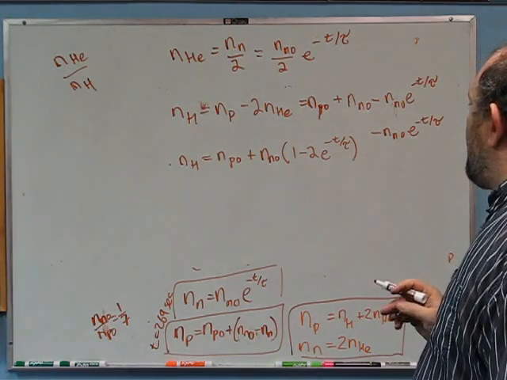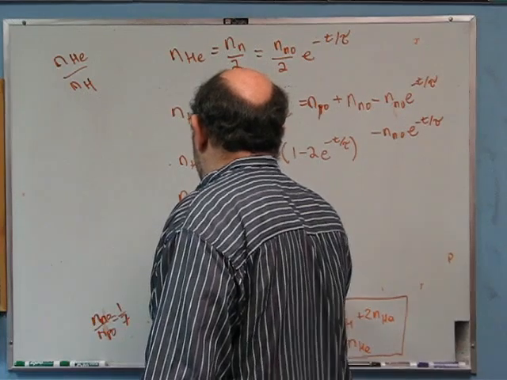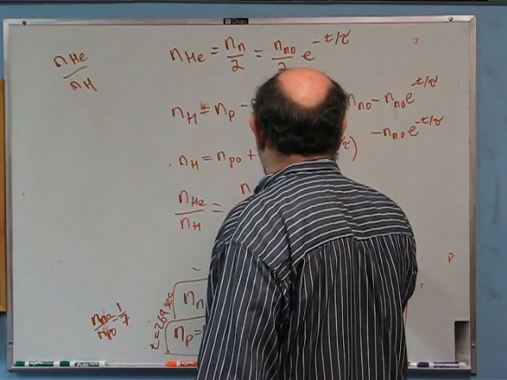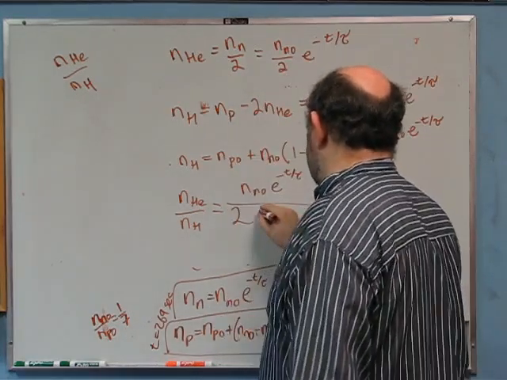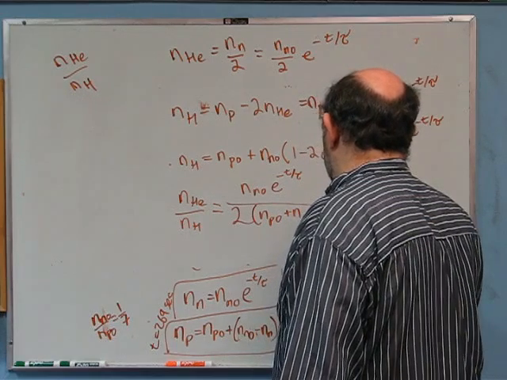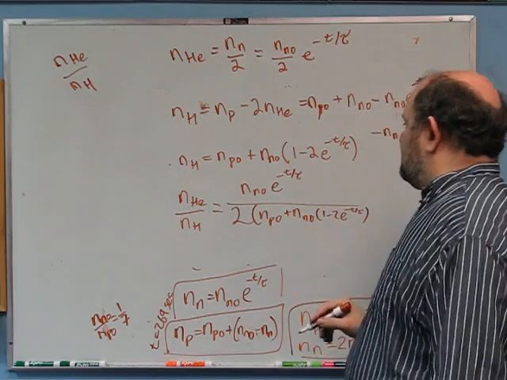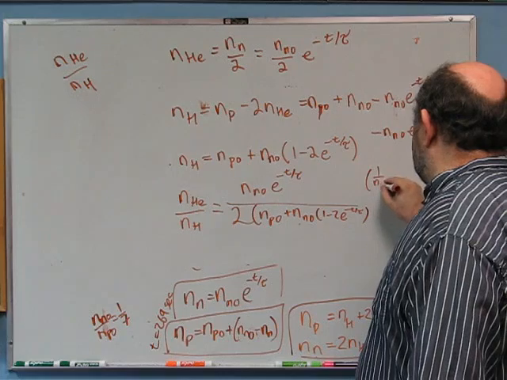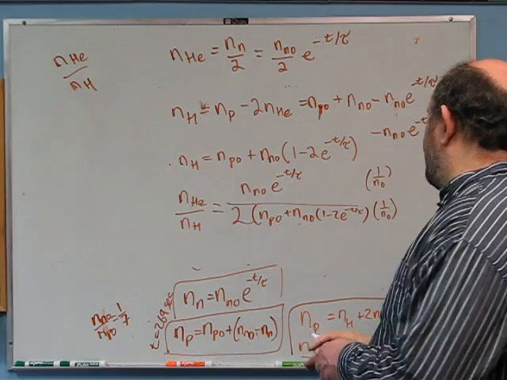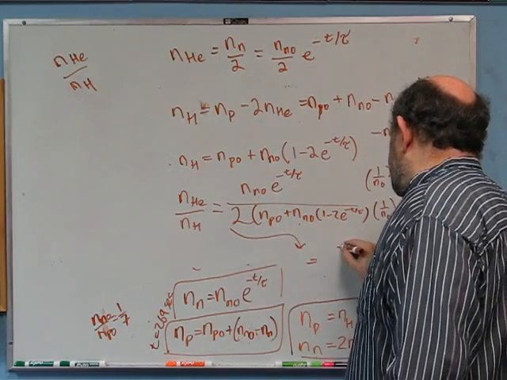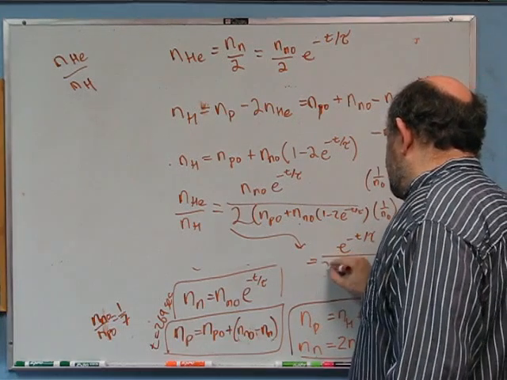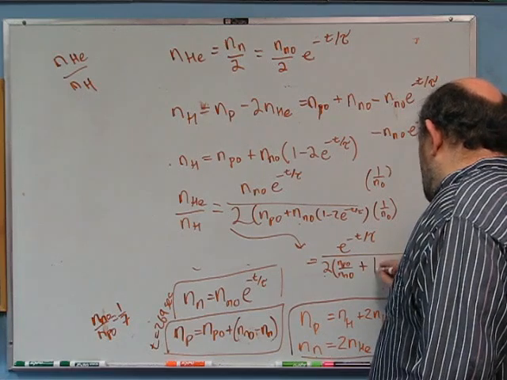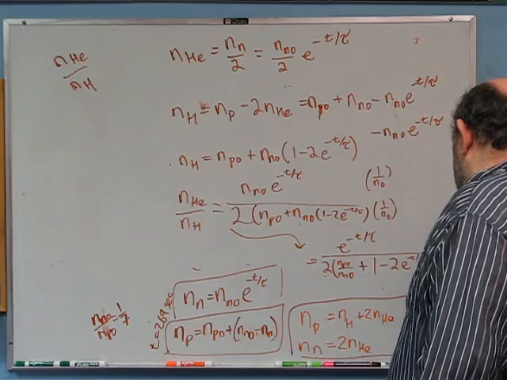This is good so far. So now what I'm going to do is say that NHe divided by NH, I'm just going to divide these two, is going to be NN0 e to the minus t over tau divided by that 2 from here times all of this, 2 times NP0 plus NN0 times 1 minus 2 e to the minus t over tau. And now you say, oh dear, but I don't know NN0 and NP0 separately, I only know the ratio. So here's what I'm going to do, I'm going to multiply the top and the bottom by 1 over NN0. And that'll get this for me. So this whole thing here then is equal to e to the minus t over tau divided by 2 times NP0 over NN0 plus 1 minus 2 e to the minus t over tau. Right, and here is our answer.